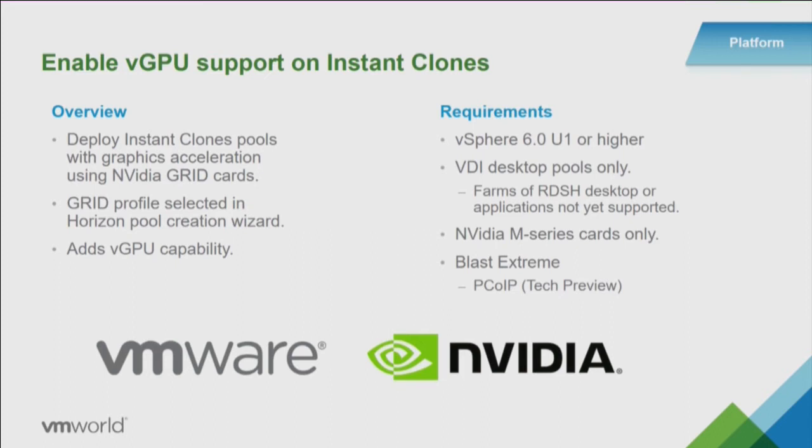Now, we support vGPU with RDSH apps, but not on instant clones yet. That's coming, still a roadmap item. I don't know exactly when we're going to get that out there, but we've got it for VDI. Also notable here, Blast Extreme protocol is what's supported. PCoIP is a tech preview. So Blast Extreme would be the preferred protocol. And in general, Blast Extreme is the preferred protocol.